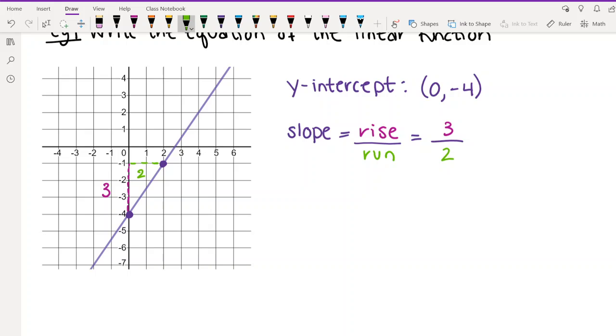And additionally, 3/2 is a little bit bigger than 1, right? It's like 1.5. And so we can see that this graph is a little bit steeper than a 45-degree angle. So it all lines up. Okay, so now we're ready to put this together. So our function is going to be in the form f of x is equal to the slope times x, so 3/2 x, and then plus b, which is our y-intercept. Our y-intercept was -4, and so that is our equation.